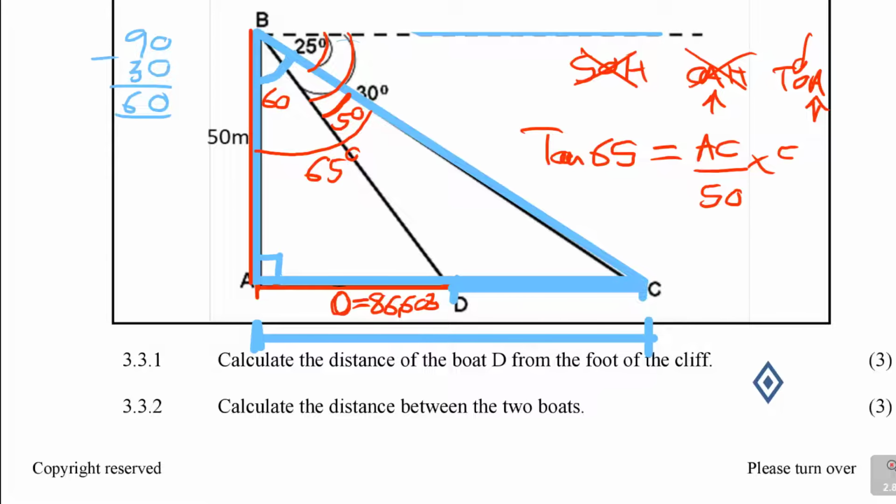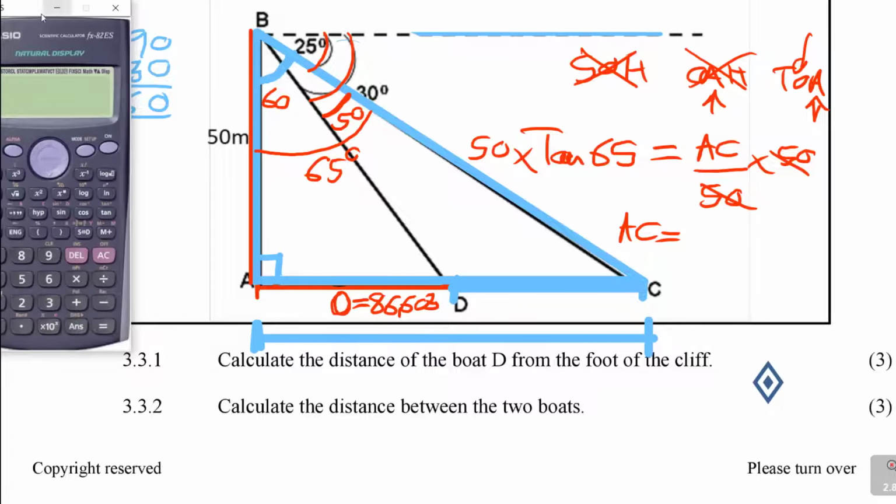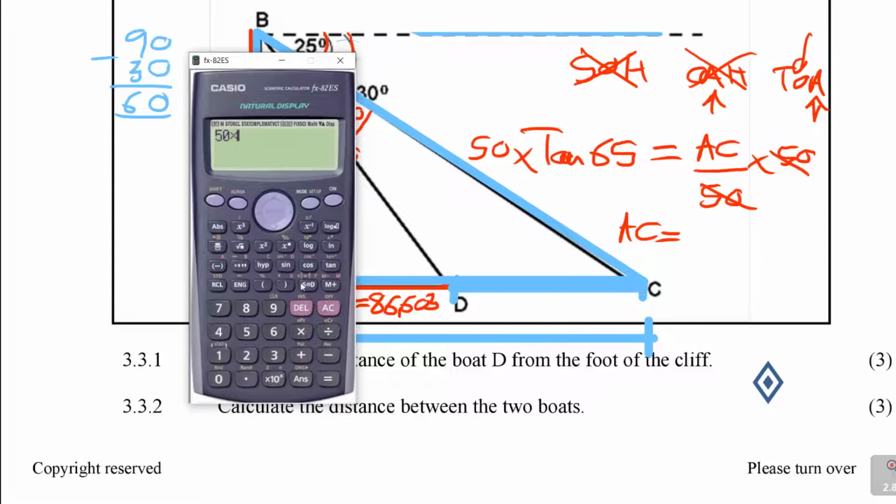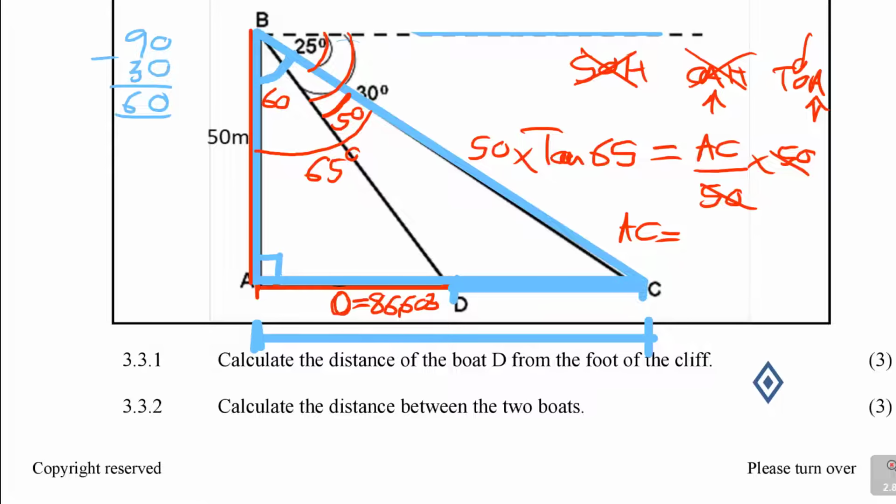Then how do I get rid of that? Multiply by 50 here, multiply by 50 there. Then it will give me my AC, which is 50 times tan 65. As I say, it must be a bigger size. 50 times tan 65, what does it give me? You see, it's bigger number, 107,225. It's meters. So that is the whole distance here, which is 107,225. Now the question is, I just want this portion now.